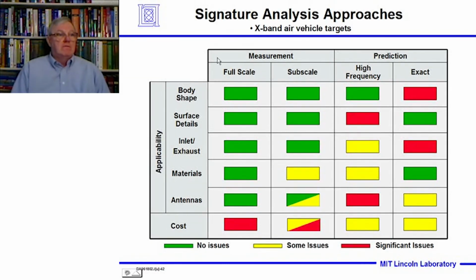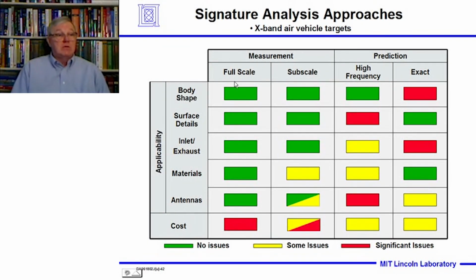And we're going to look at, first, if we want to, for things that are, say, aircraft, air vehicles, we want to measure them. We can measure full scale and subscale, and we can predict them with the high frequency methods, like the physical theory of diffraction or method of moments. And how good are they at calculating the body cross section, the surface details, and taking care of other issues? And what do they cost?